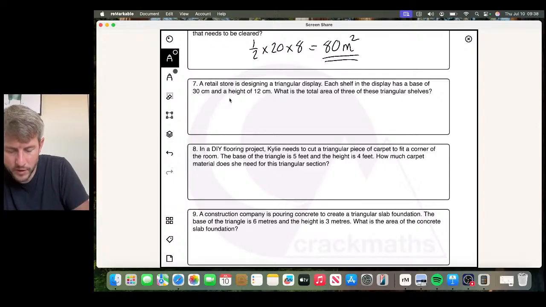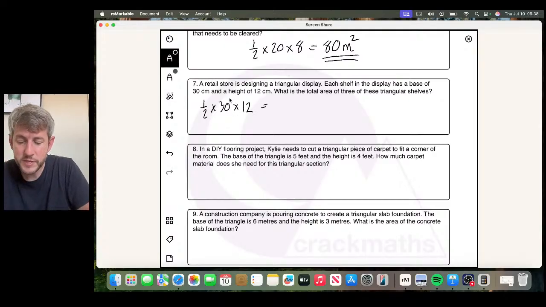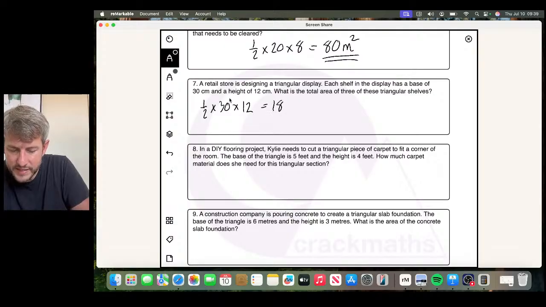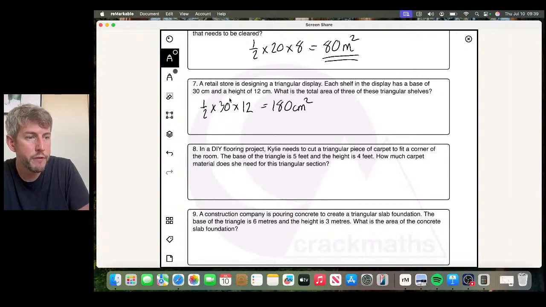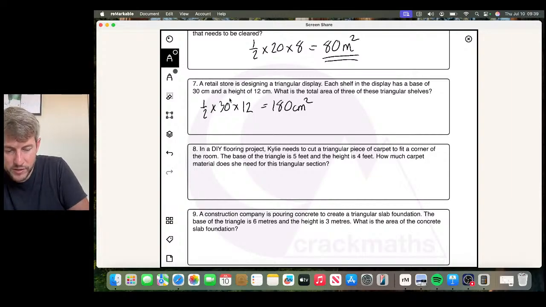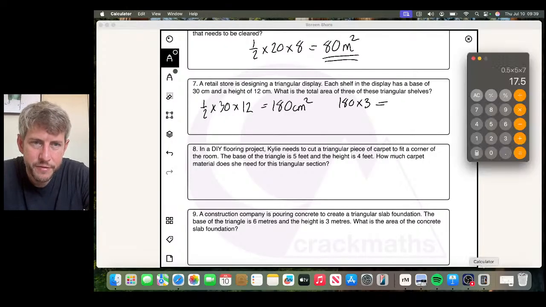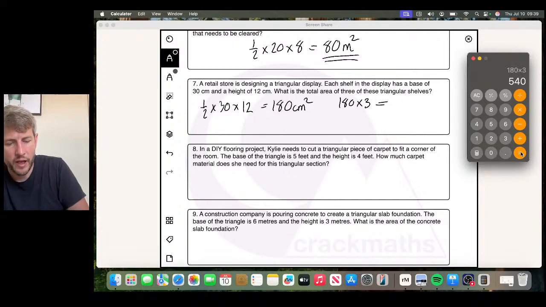with the 3 shelves. Okay, so we've got a half times the base, which is 30, times the height, which is 12. So I'm going to treat this like a half of 12, so that's 6. So I've got 30 times 6, which will be 180 centimeters squared. Okay, and then what is the total area of 3 of these shelves? So this is one shelf, so I've then just got to do 180 times 3. Okay, and I'm going to use my calculator for that. So 180 times 3, and that will be 540 centimeters squared.